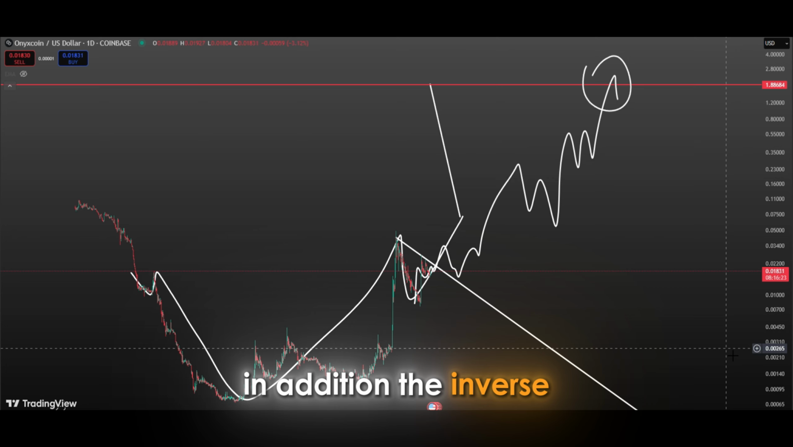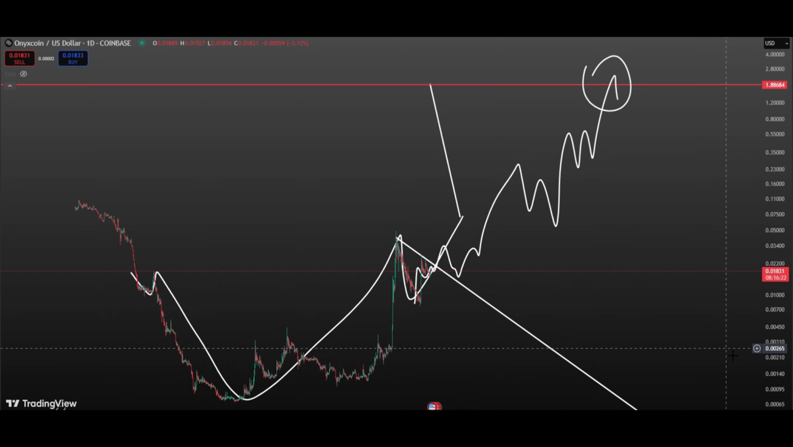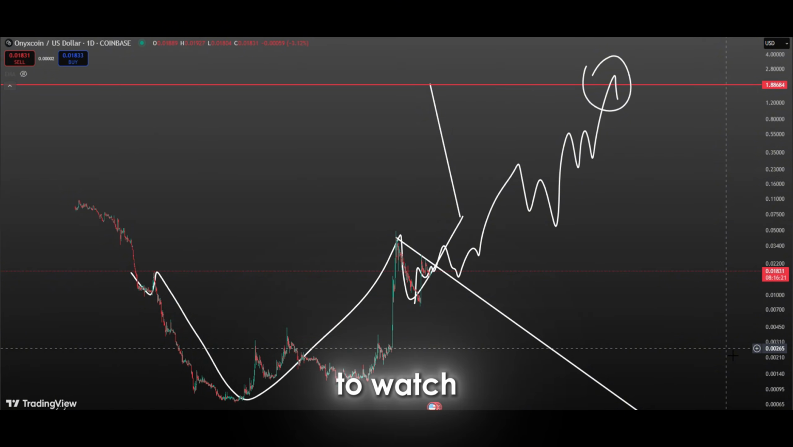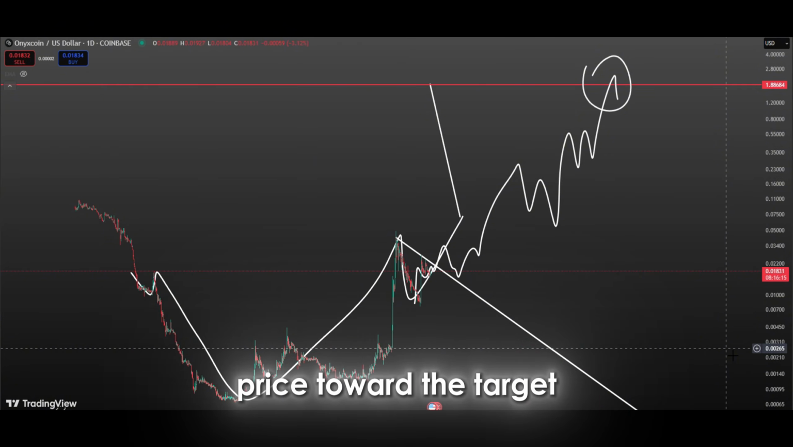In addition, the inverse head and shoulders pattern can signal the beginning of a long-term uptrend. This is especially important for investors to watch, as a completed pattern usually marks a significant change in market direction. Once the pattern is completed and the neckline is broken, many investors may enter the market to capitalize on the opportunity, quickly driving the price toward the target.